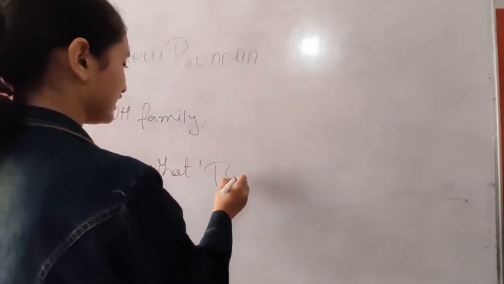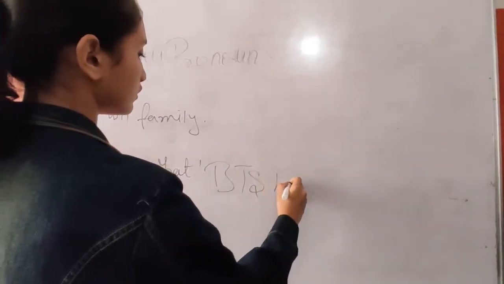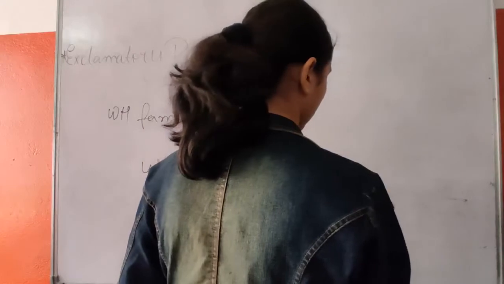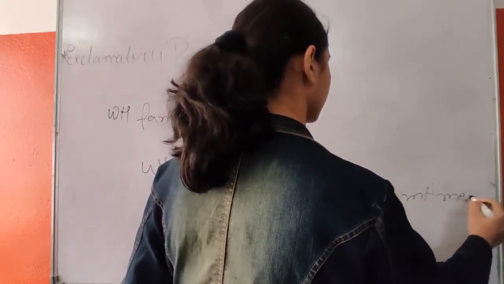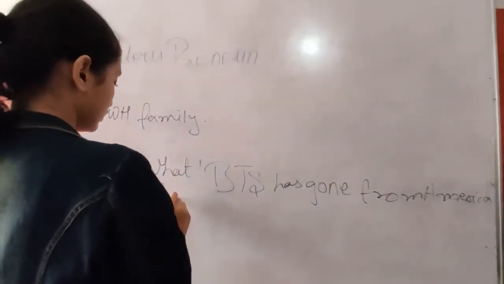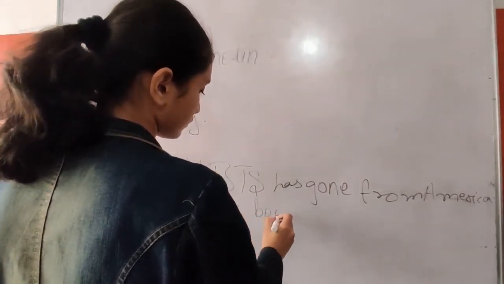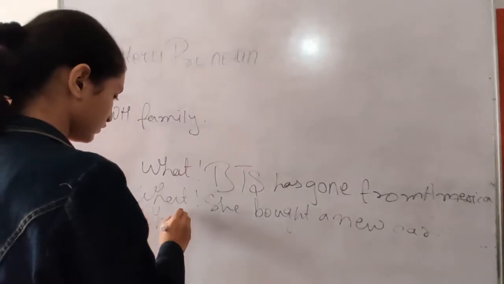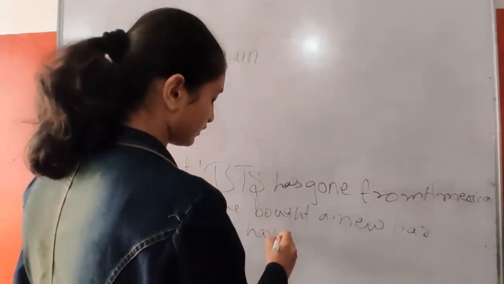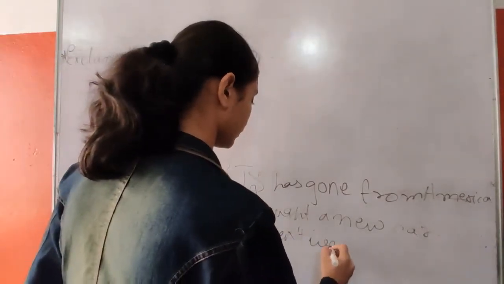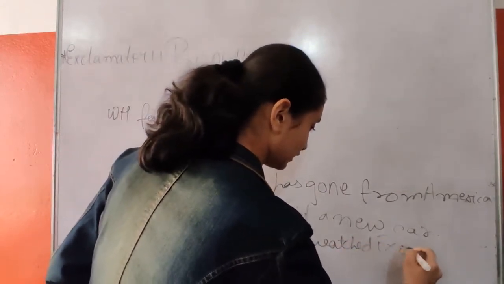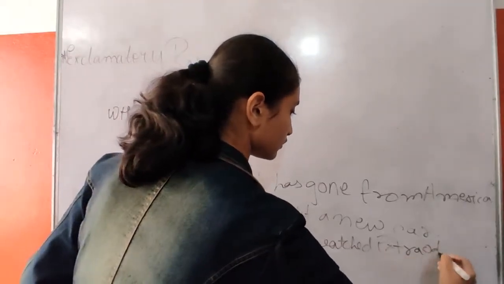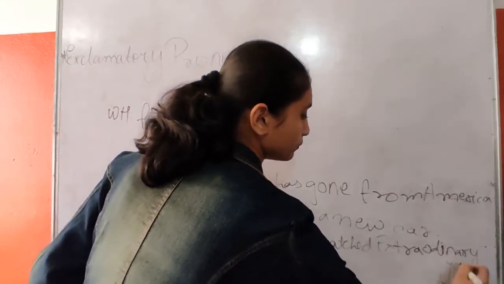I'm just taking an example to make you understand. What? BTS has gone to India, has gone from America. What? She bought a new car. What? You haven't watched Extraordinary. Here we will use the full stop, and here we will use the sign of exclamation.